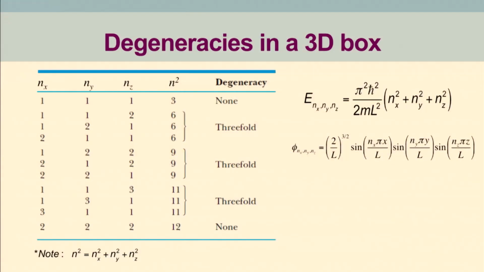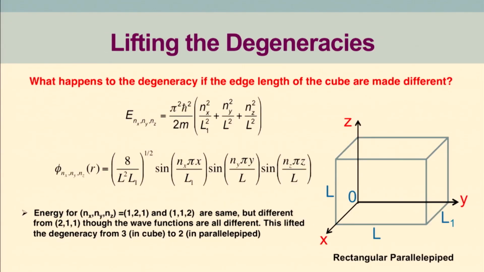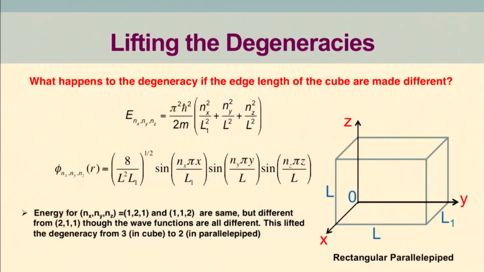Similarly, there are a plethora of other combinations of nx, ny, and nz which give rise to different fold degeneracies. We have also discussed something called an asymmetric potential, or how the degeneracies for a given problem can be lifted. What does lifting of degeneracy mean? This is a very simple example.